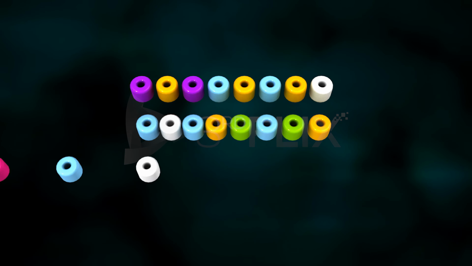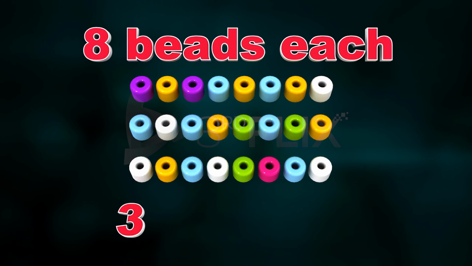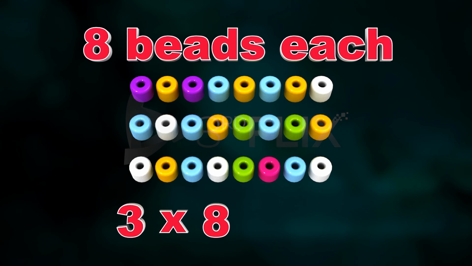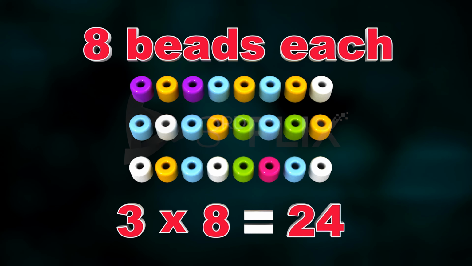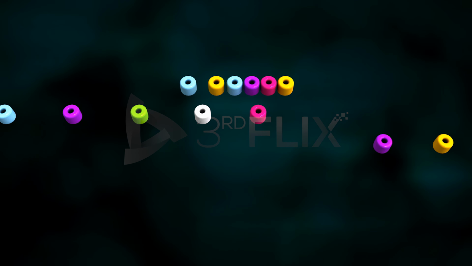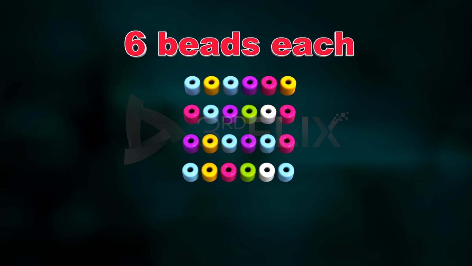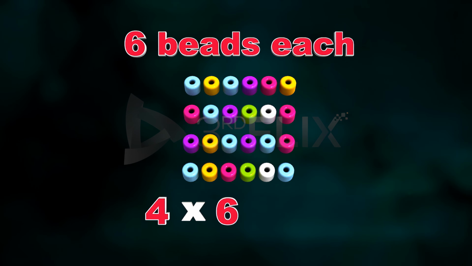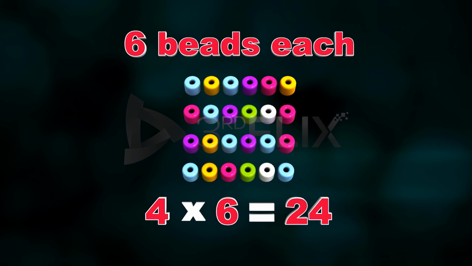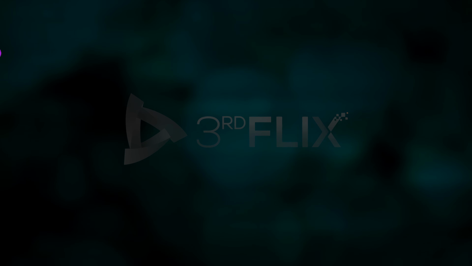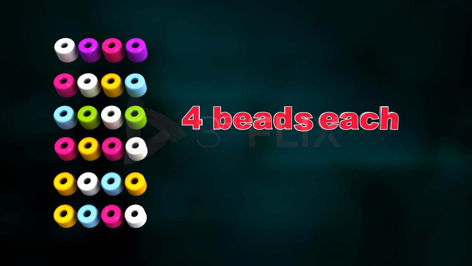3 rows of 8 beads each. 3 into 8 is equal to 24. 4 rows of 6 beads each. 4 into 6 is equal to 24. 6 rows of 4 beads each.